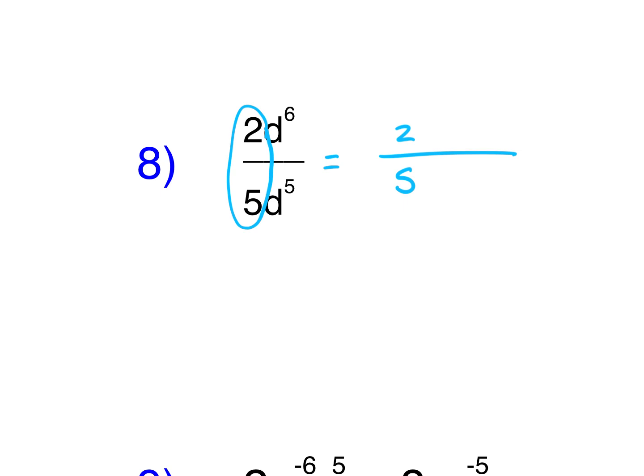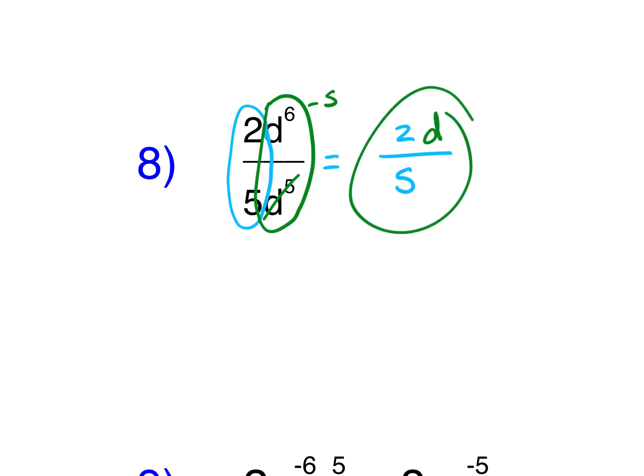How would we combine the D's together? Subtract. Remember, it's always top minus bottom, so 6 minus 5 would be? Where's that going to go? On top. So D to the first power on top. And we don't write the 1 when it's just a 1 as our exponent. So that would be our answer.